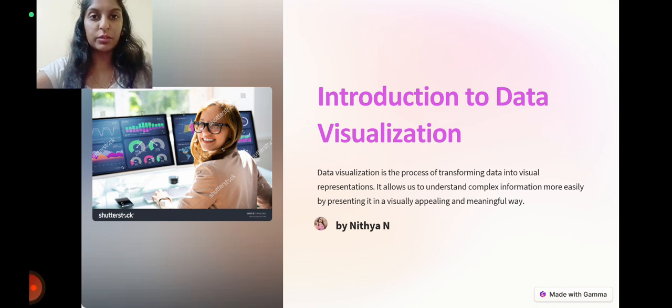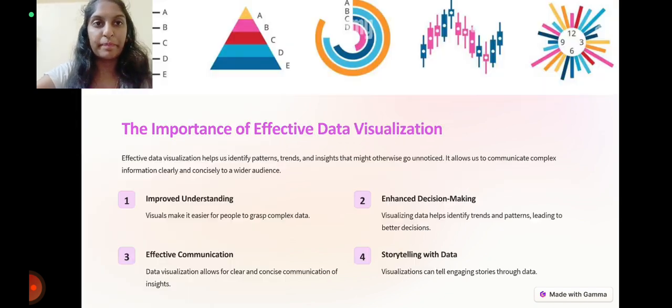Today, I am here to discuss the introduction to data visualization, which means data visualization is the process of transforming the data into visual representations. It allows us to understand complex information more easily by presenting it in a visually appealing and meaningful way.